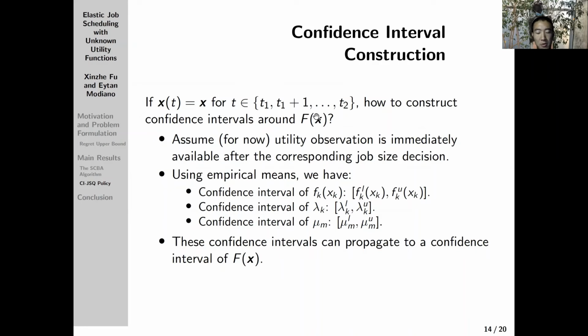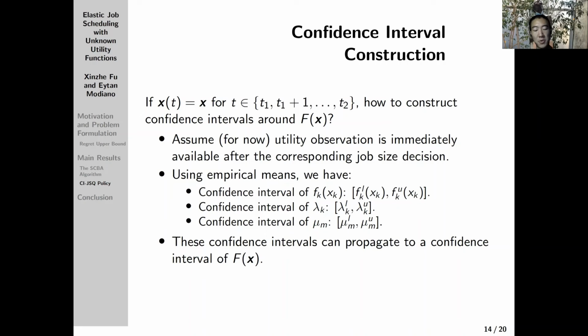We will assume for now, for ease of argument, that the utility observation is immediately available after the corresponding job size decision, instead of after the job's completion. That is, there's no feedback delay. We'll remove this assumption afterwards. So then, from the time slots in the interval from t1 to t2, using empirical mean of the utility observations, we can construct a confidence interval of fk of xk for each k.